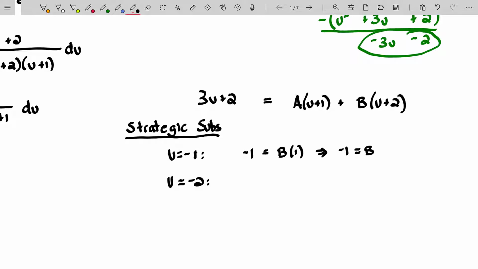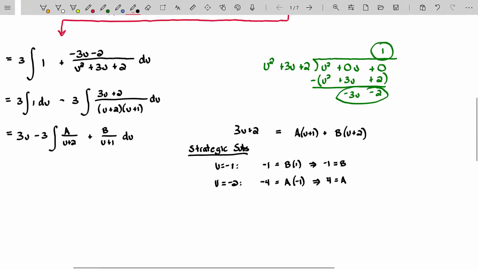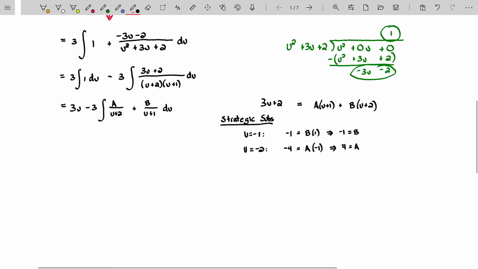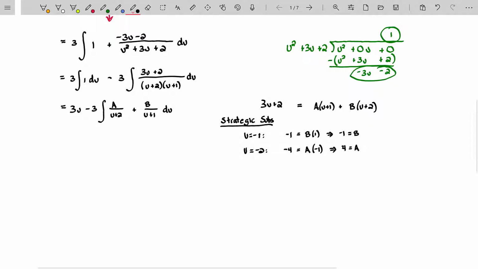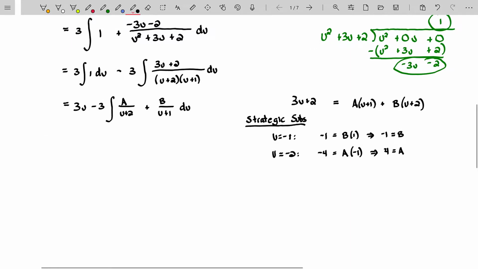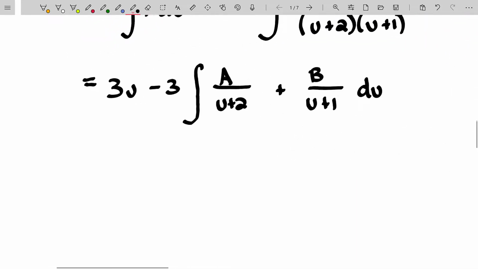Allowing u equal to -2 on the left-hand side, we get -6 plus 2, which is -4. We get on the right-hand side a times -2 plus 1. And then again, the term with the b turns off. So it's very fast, at least in this situation, to find out what the coefficients, the numerators of the fractions, are. So let's go ahead and insert those in here. A is 4, b is -1.